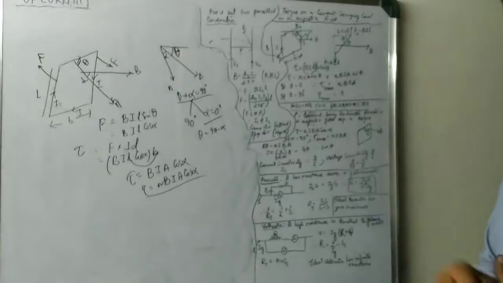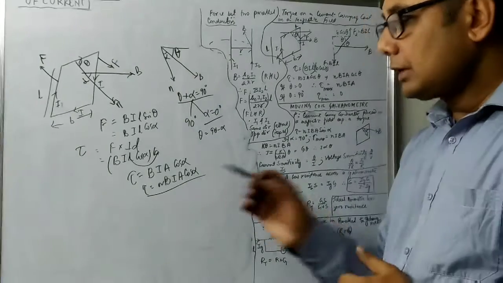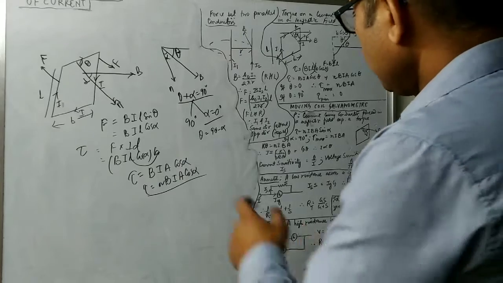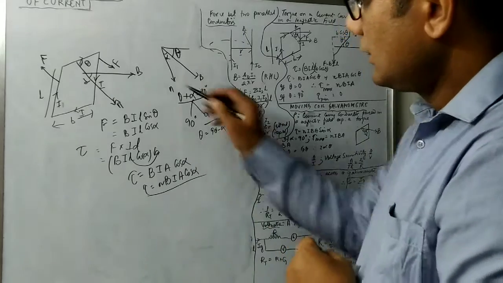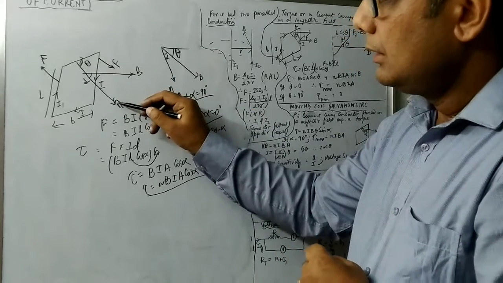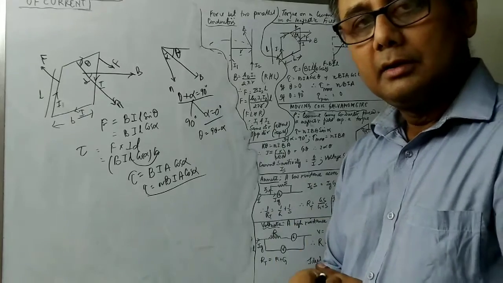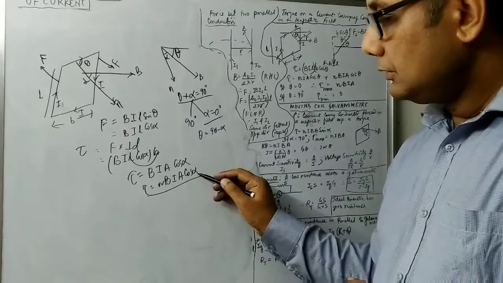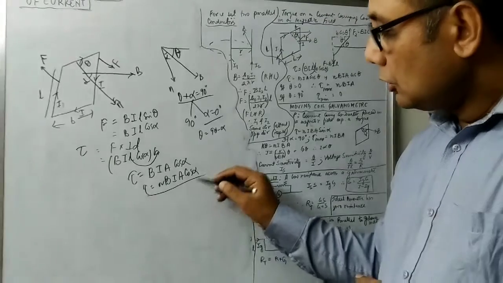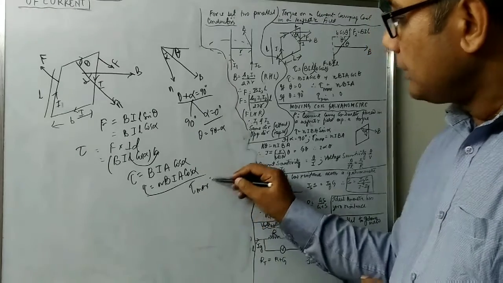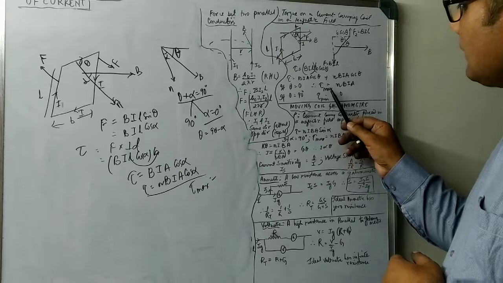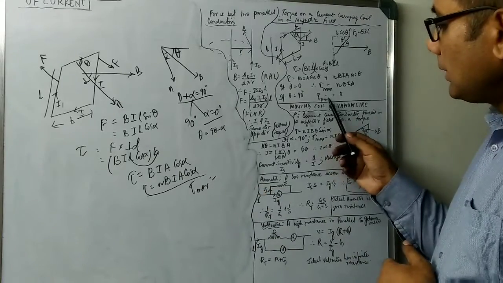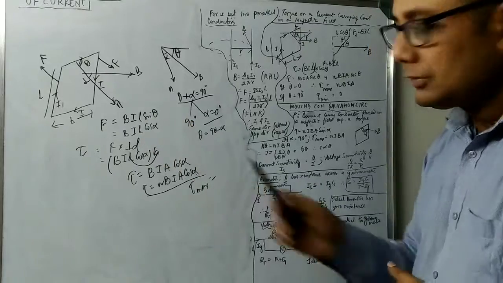This is the torque acting on the coil. Clear? Now watch here. If this normal is in the direction of the magnetic field, alpha will be 0 and cos 0 is maximum. So torque will be maximum when alpha is 0 degree. Torque will be minimum when alpha is 90 degree, since cos 90 is 0.